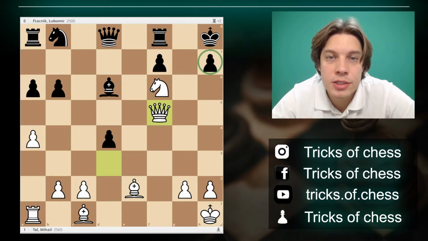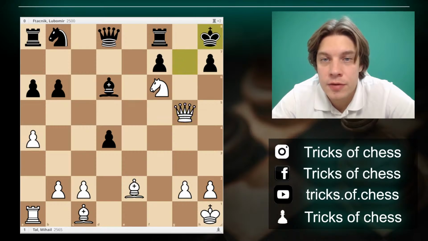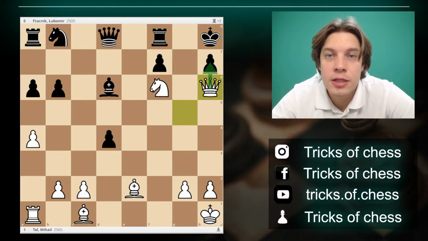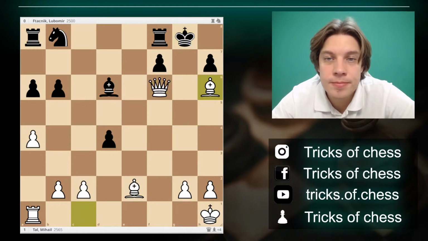Nobody can protect on h7, so he has to sacrifice the queen. He may also try this option, but I doubt that it works. No, I don't doubt, I'm sure it doesn't work. What do you have in this position? No, bishop h6, maybe knight h5 as well, but I think the most simple way is to play this move, king h8 and queen h6, threatening the mate, and now he has to sacrifice the queen. But with this queen sacrifice, you also win the game.